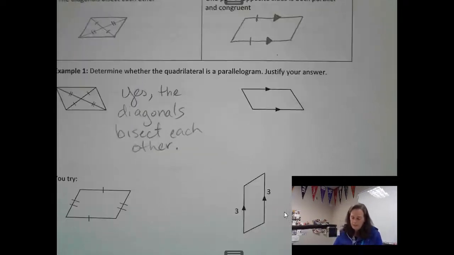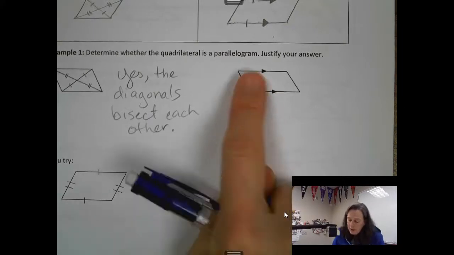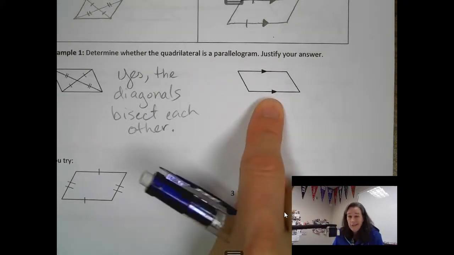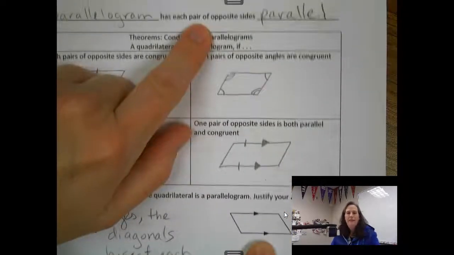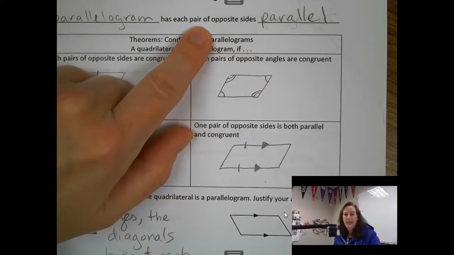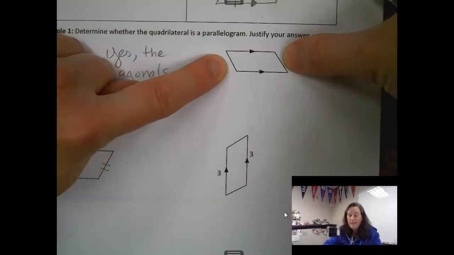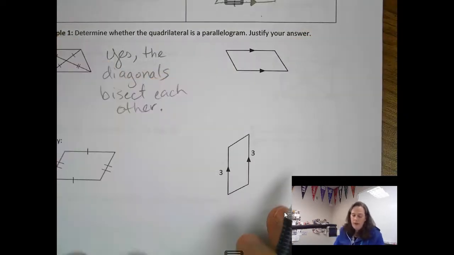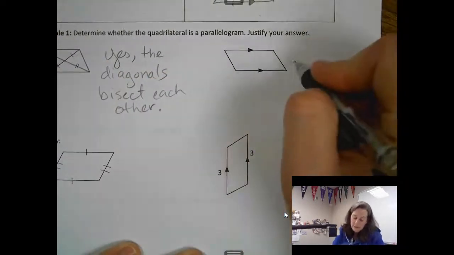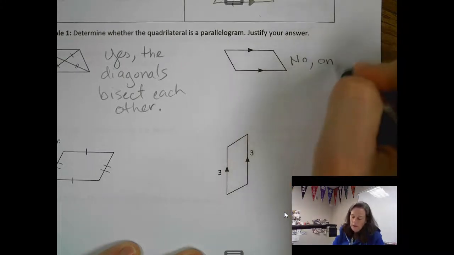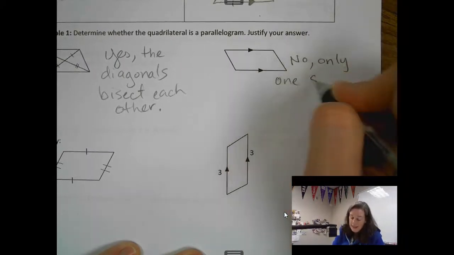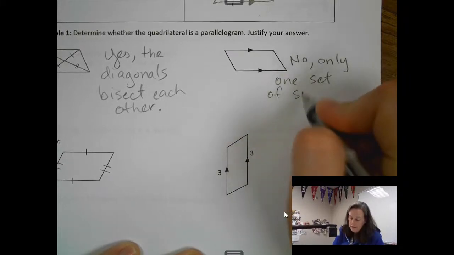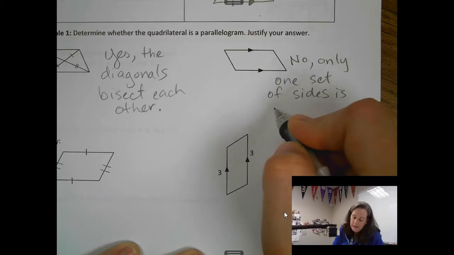Let's do one more together. This one shows us two sides that are parallel. Okay, if we look back up at the top, it says each pair of opposite sides is parallel. So really, if it can't tell us that these sides are also parallel, then they didn't give us enough information. We can't be sure that this quadrilateral is a parallelogram. So we'll say no. Only one set of sides is parallel.